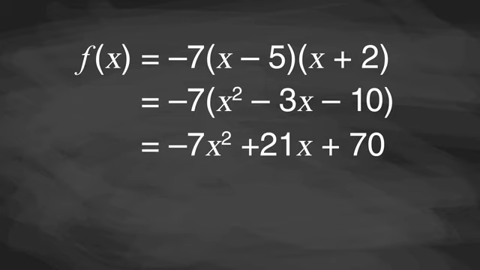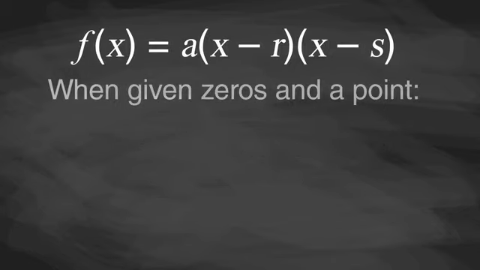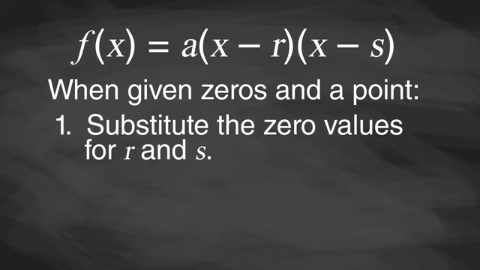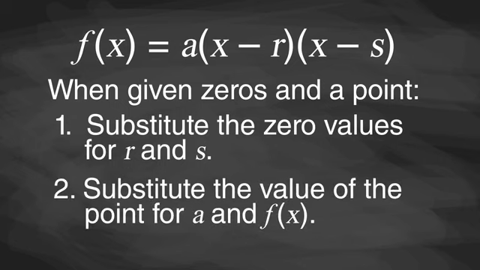To solve for any quadratic function, when given its zeros and a point, always begin with substituting in the zero values for r and s. Then substitute the values of the given point for x and f(x).